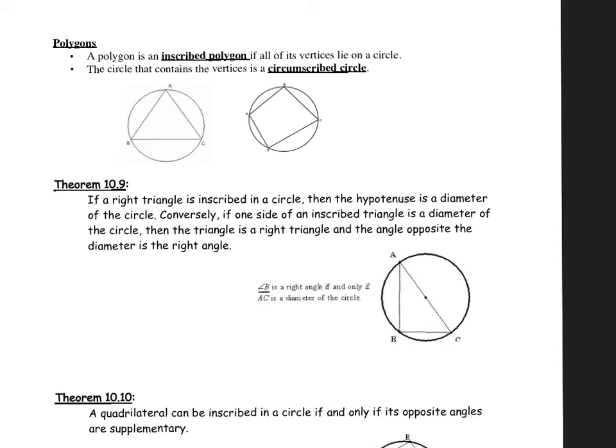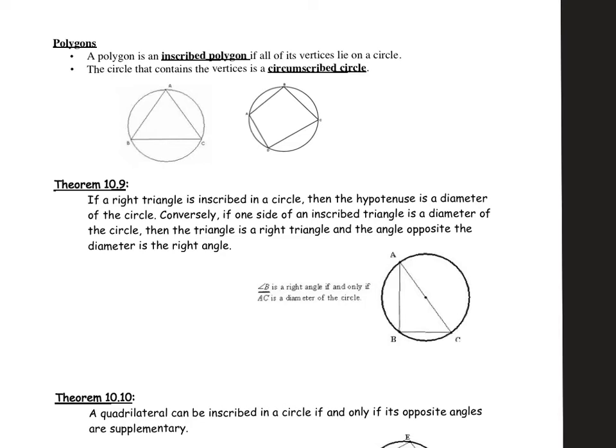All right, so last time we talked about inscribed angles. Today we're going to talk about inscribed polygons. Remember, a polygon is just a shape that has segments that enclose space. So no curved edges, all the sides connect, all that stuff.